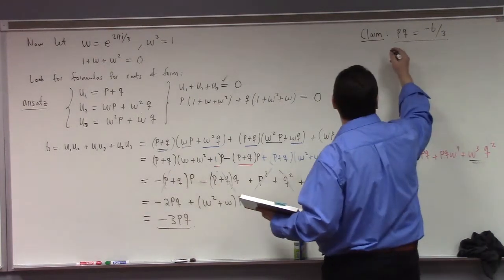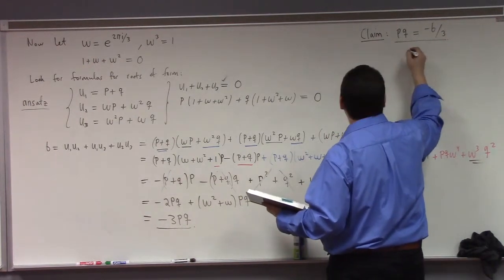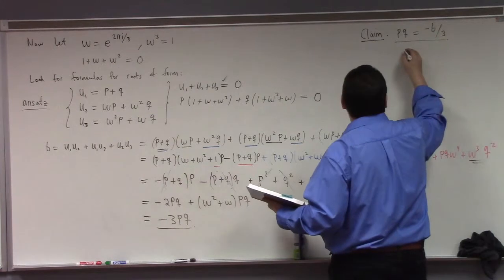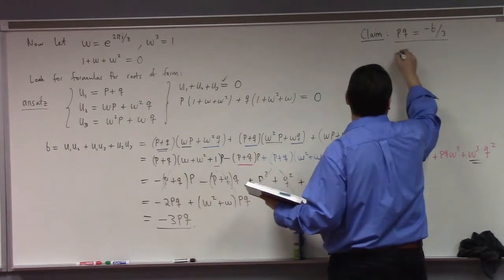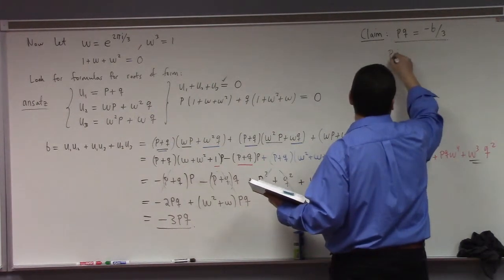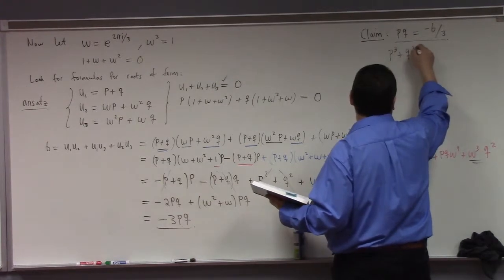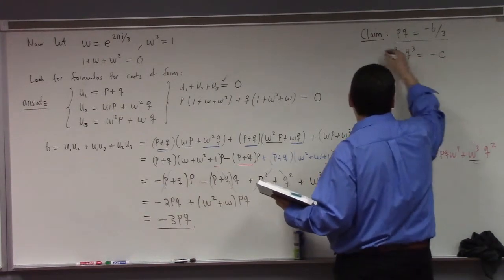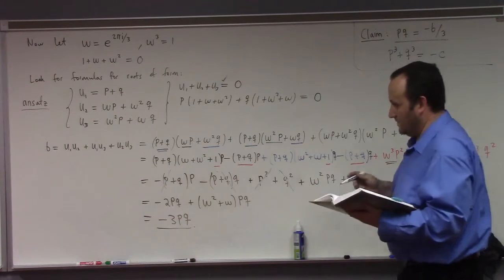Let me put my other claim up here. So we figured out that this one, and also, what was it, C? Well, P cubed plus Q cubed is equal to minus C. So I'll put those up here so we don't lose them. All right.